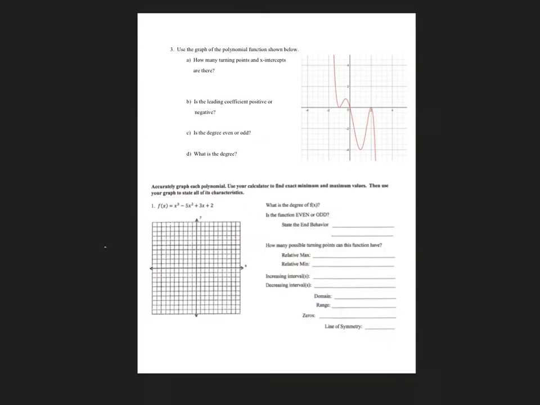All right, we actually started with 2 of the more challenging problems. 3 should be easy peasy for you. Use the graph of the polynomial function shown below. How many turning points and x-intercepts are there? Is the leading coefficient positive or negative? Is the degree even or odd? What is the degree? Okay, how many turning points and x-intercepts are there?